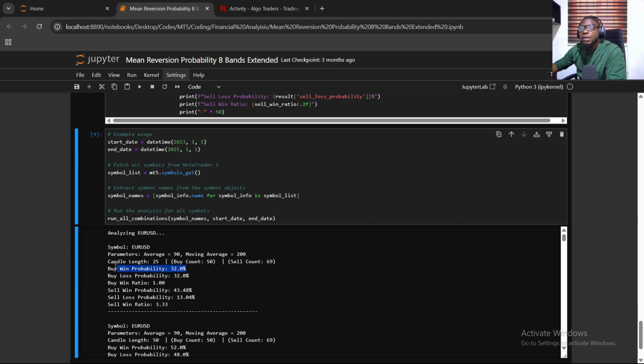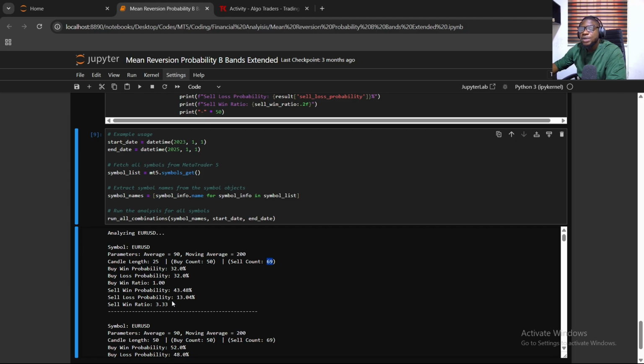So we had 50 trades or 50 scenarios where that setup happened. And the buy win probability was 32%, and the buy loss probability was also 32% in this case, which is a buy win ratio of 1:1, right? This is not good for us, right? But you can look here, it says we had a sell win probability of 43%, right? Which means whenever that reversion or that setup occurred, the probability of the price going down to touch the lower Bollinger Band is 43% in 25 candles, right? Out of 69 trades or 69 scenarios where that occurred.